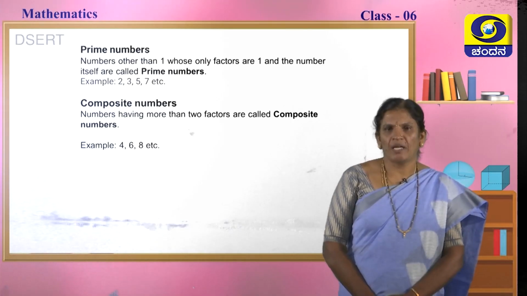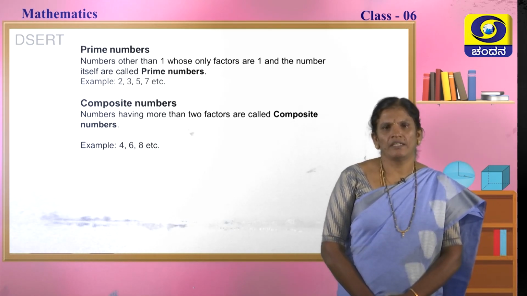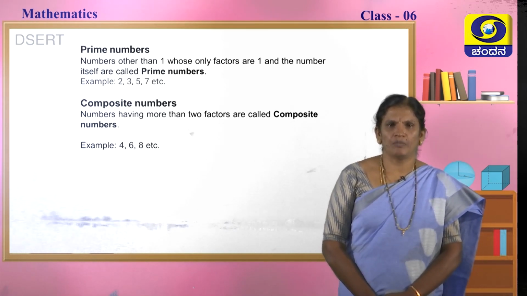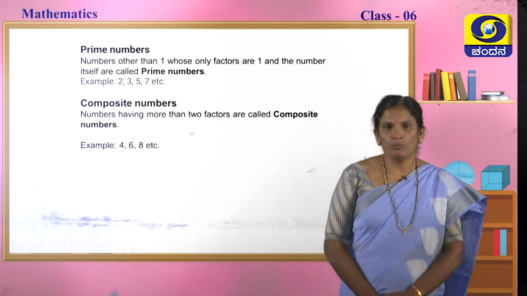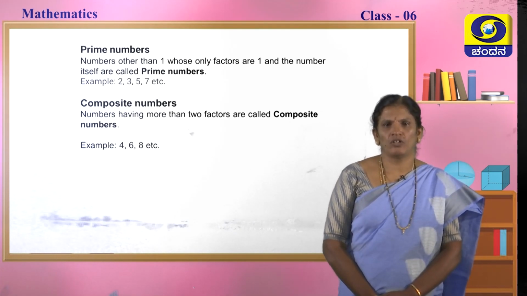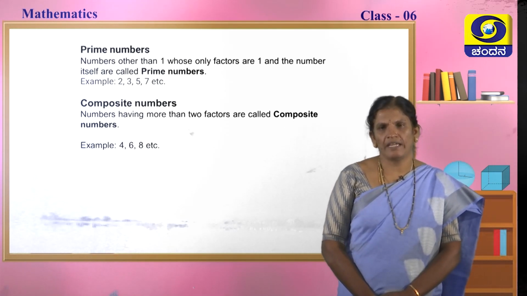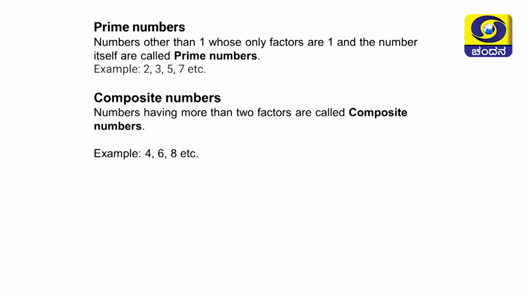Now, prime numbers: numbers other than 1 whose only factors are 1 and the number itself are called prime numbers. Examples: 2, 3, 5, 7. The least prime number is 2. Now, composite numbers: numbers having more than 2 factors are called composite numbers. Examples: 4, 6, 8, 9, and so on. Here the least composite number is 4.